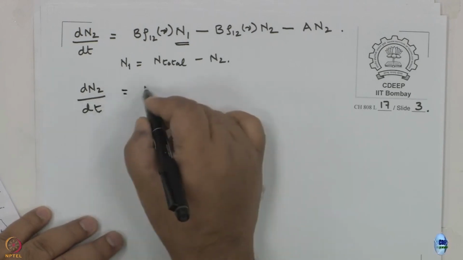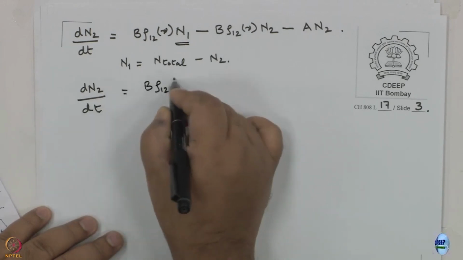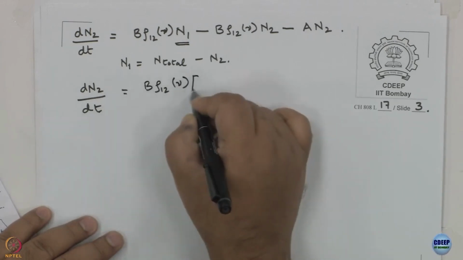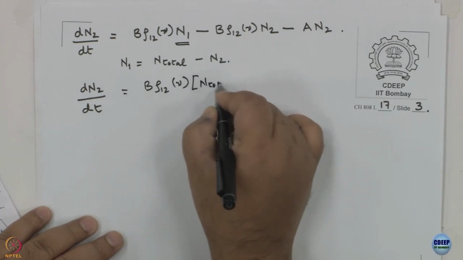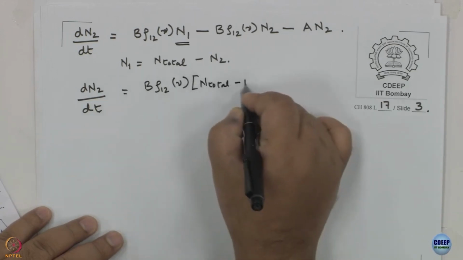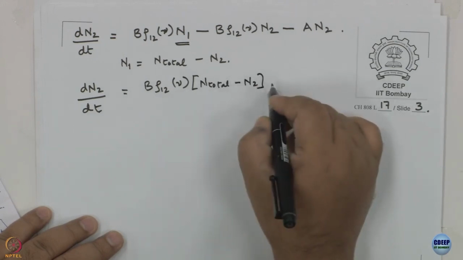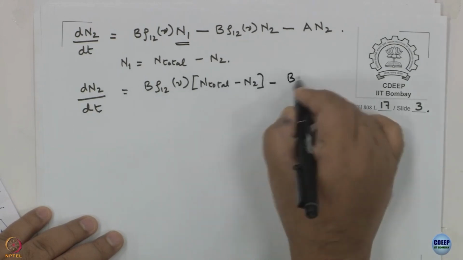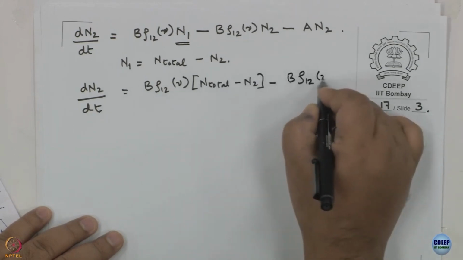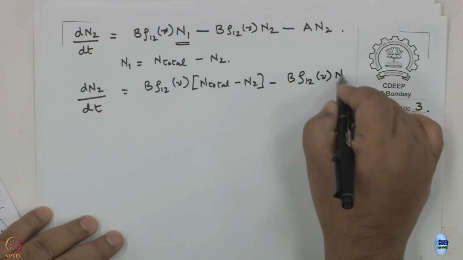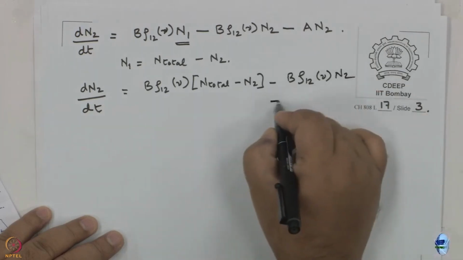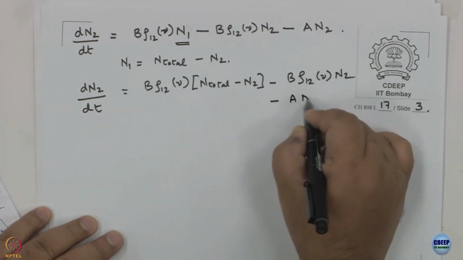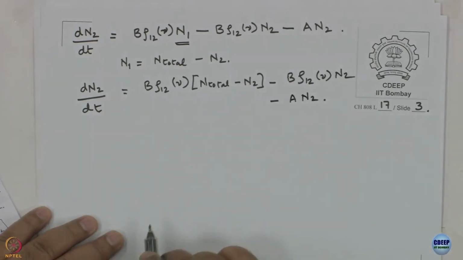dN2 by dt equal to B rho 1 2 of nu into (N total minus N2) minus B rho 1 2 of nu N2 minus A into N2. Okay.